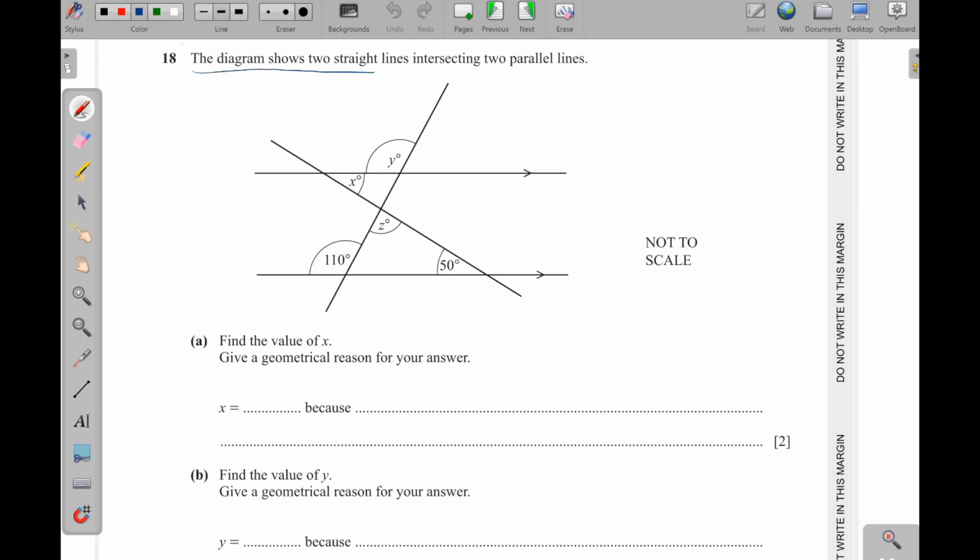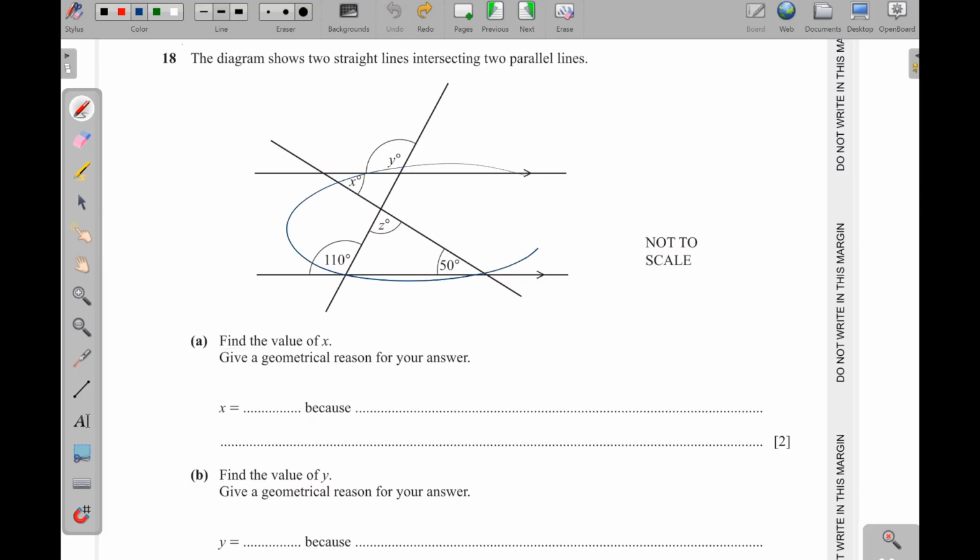The diagram shows two straight lines intersecting two parallel lines. This is the one here. Not to scale means that when you put your protractor here, this angle is not going to be 110, okay? They have just drawn the diagram and then represented those angles there. Then part A, find the value of x and give a geometrical reason for your answer.